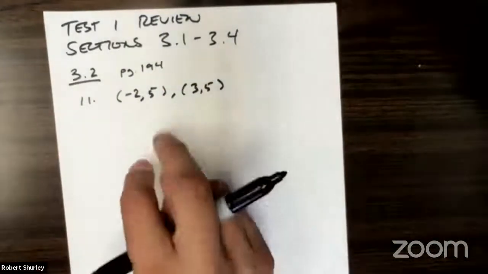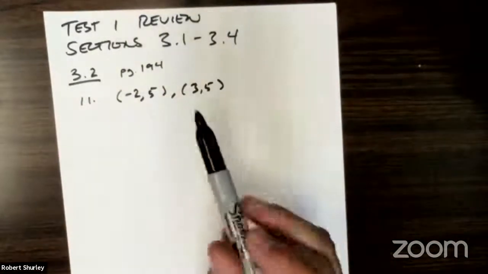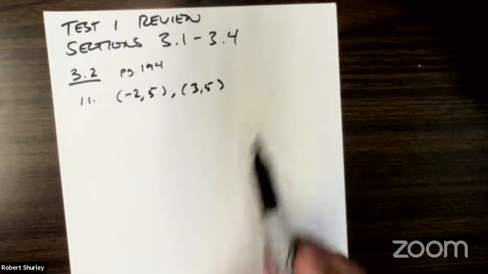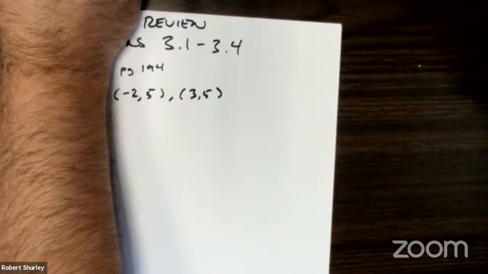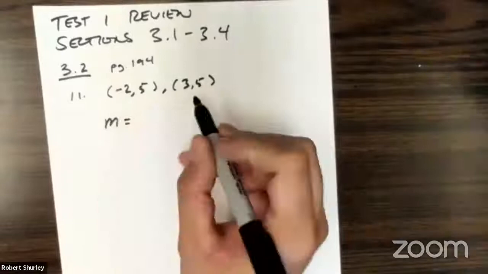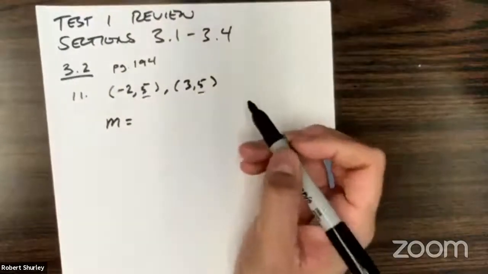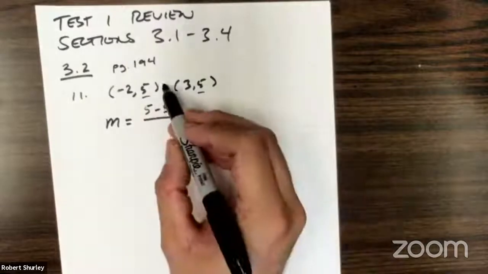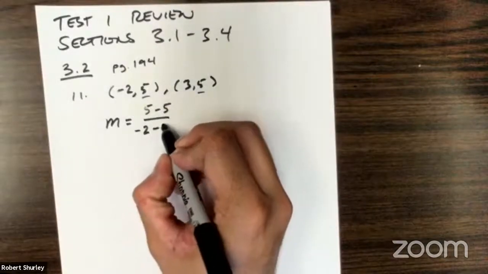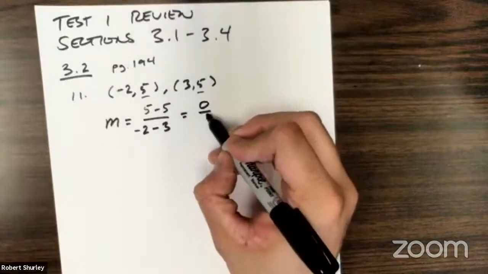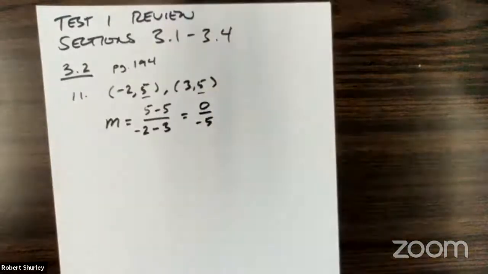So if we want to find the slope and we just have 2 points, we can do the whole, what's the word I'm going for? The equation for this, right? The change in y over the change in x, right? So the y's are the same, so there's no change, right? 5 minus 5. The x's, though, we've got -2 minus 3. So we wind up with 0 over -5, right?